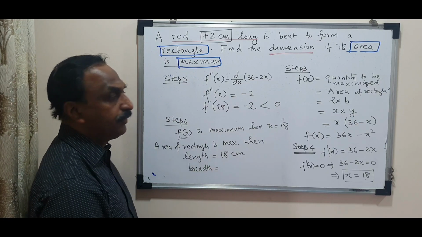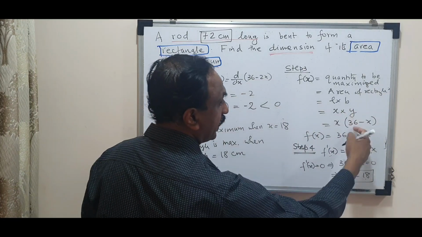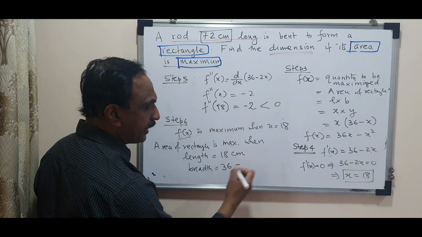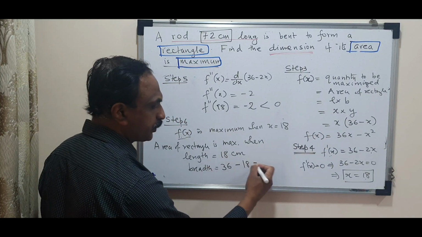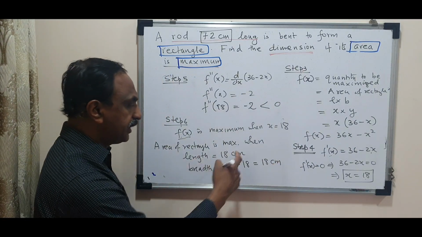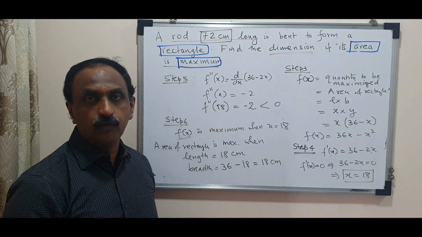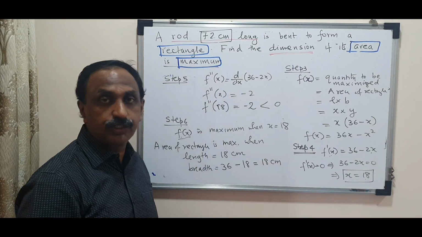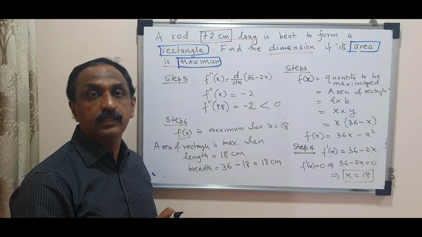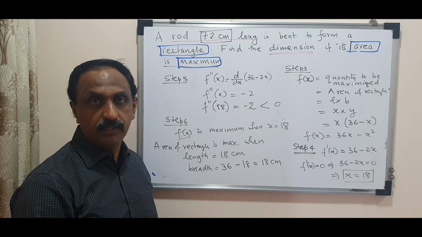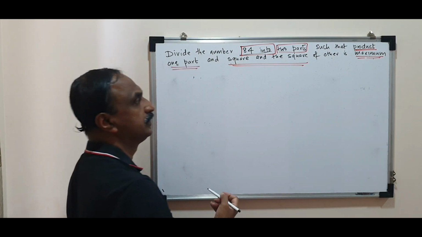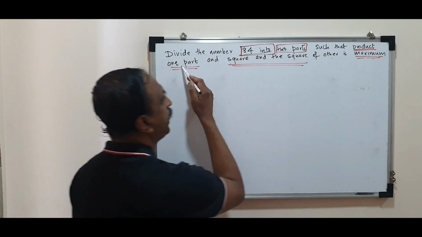And breadth. What was the relation between x and y? Y was 36 minus x. So breadth is 36 minus x. X is 18. So that also happens to be 18 centimeters. So that means length is 18, breadth is 18. So when the perimeter is constant, the area will be maximum when the rectangle is a square.